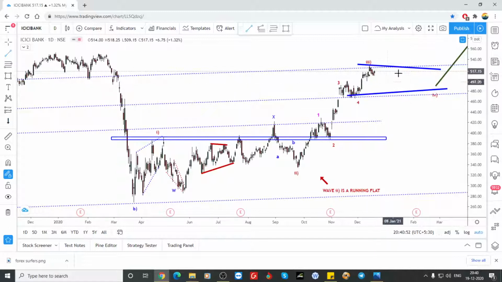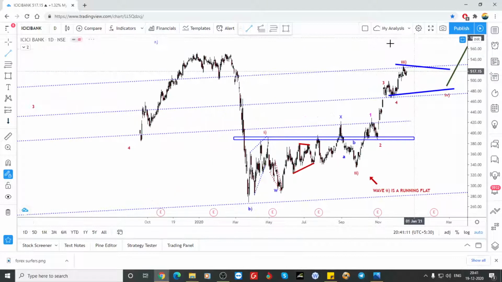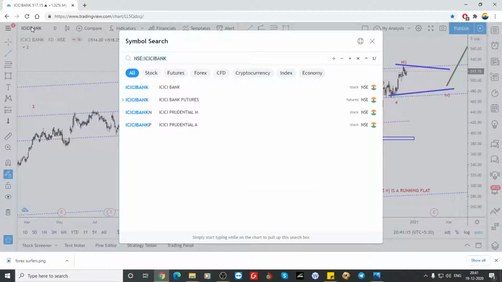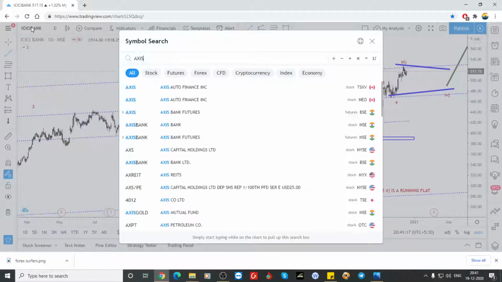And it could be simple also, because here I took this previous one also as W, X like that, and A, B and C. So now it could be a 1, 2. So we are in the third wave. Here it is completed, and the fourth wave is in a triangle, and then the fifth wave can go above this previous high also. So wait for the confirmation and the triangle breakout.